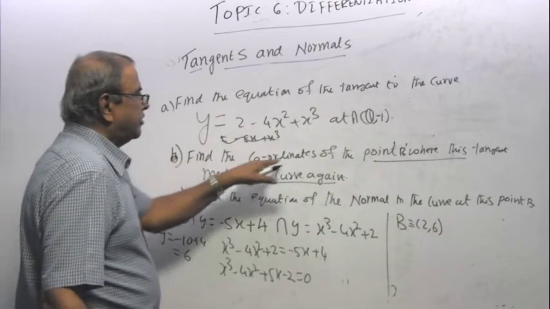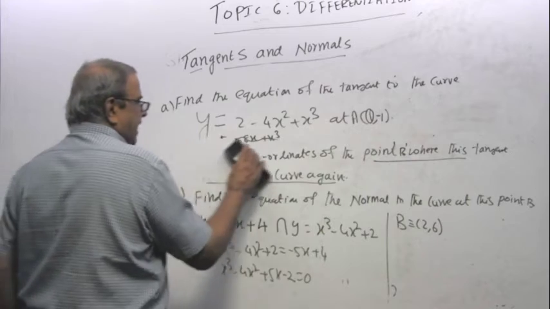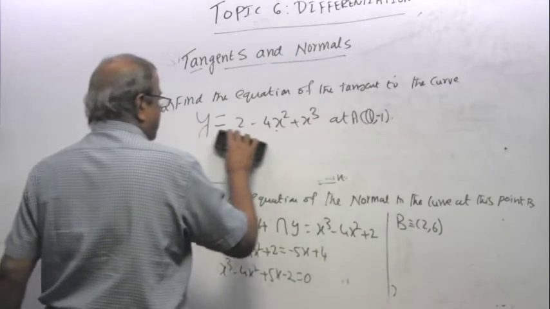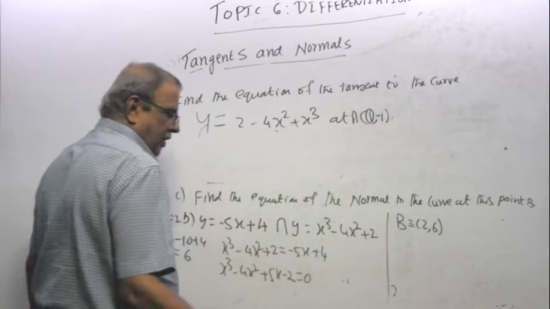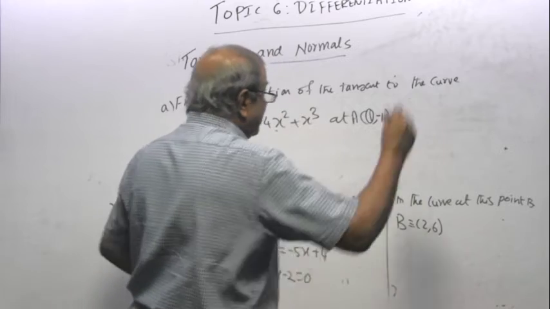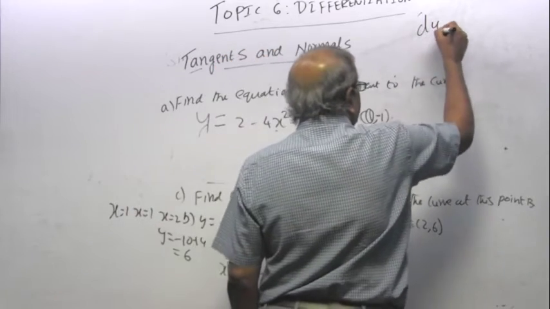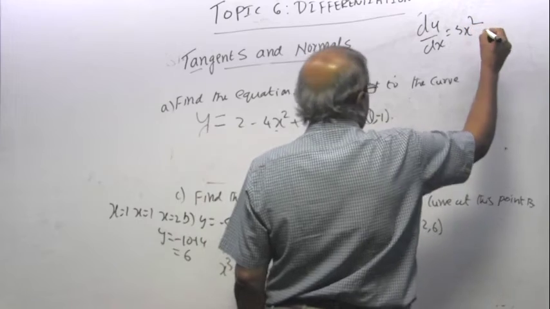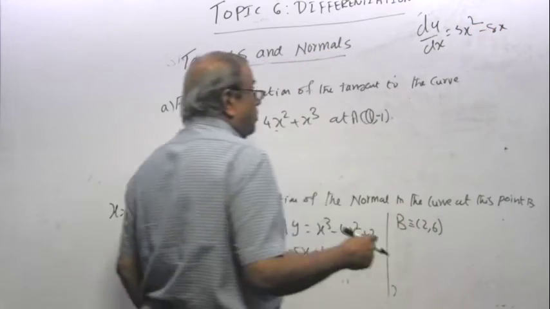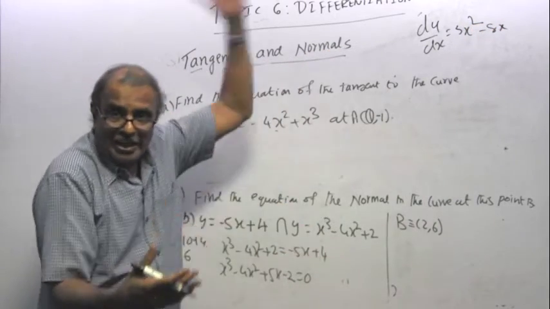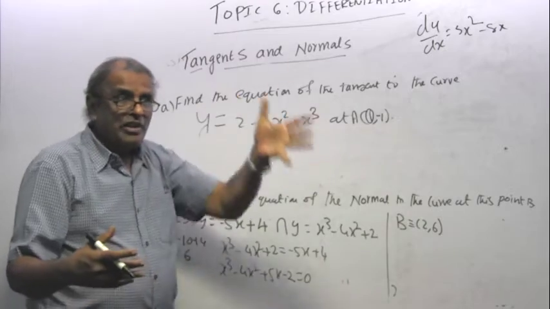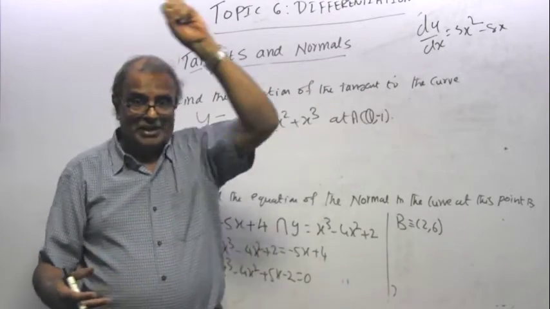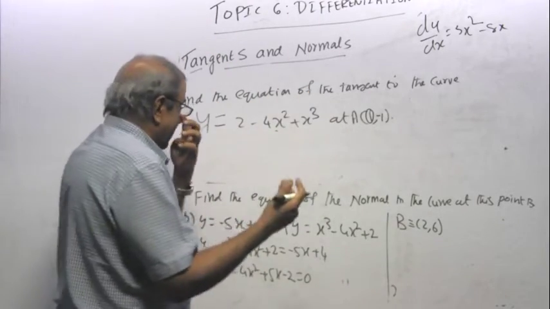Find the coordinates of the point where the tangent meets the curve again. Now, I want to find the normal. Somewhere in your working, you've done dy by dx equal to 3x squared minus 8x. Please don't do it again. You already got it. I've seen students again finding dy by dx equal to 1. No, straight away I can do it.